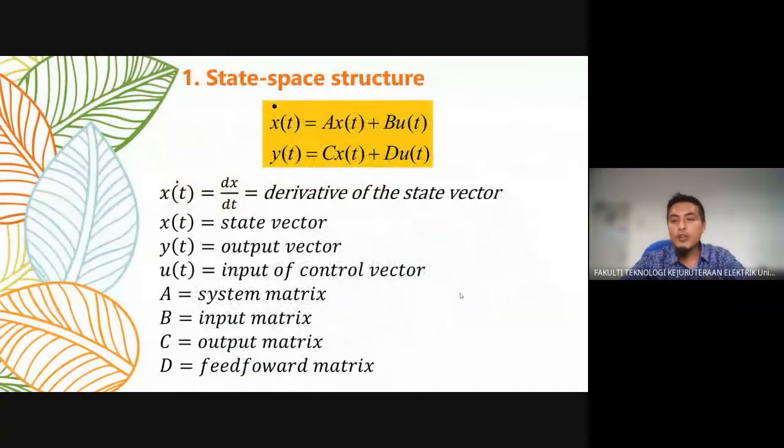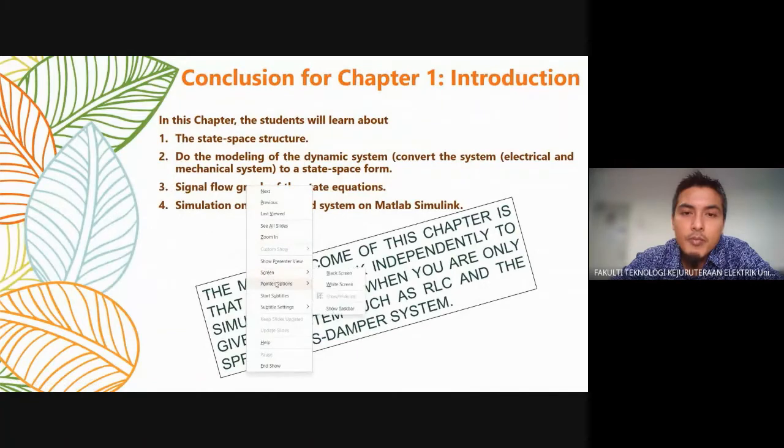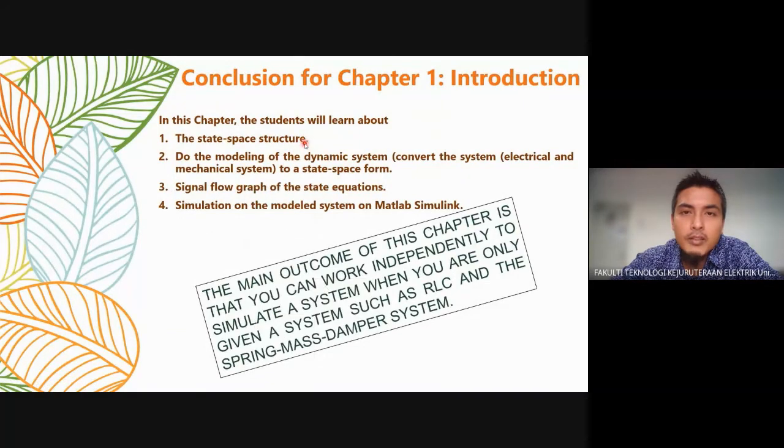Okay, so we go to the first one: learn about the state space structure. So we focus on the first part. We will follow these numbers in order to do our checklist. After we finish the state space structure, then we go to the modeling. After this, we go to signal flow graph, and after that, we do the simulation of the model system of MATLAB Simulink. So we go for the first topic in this chapter.